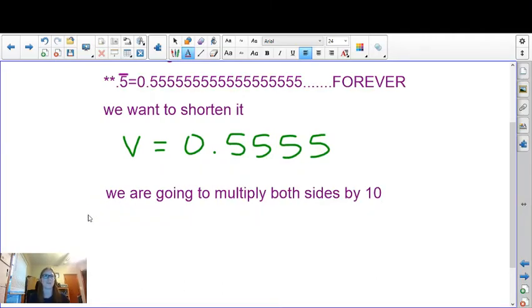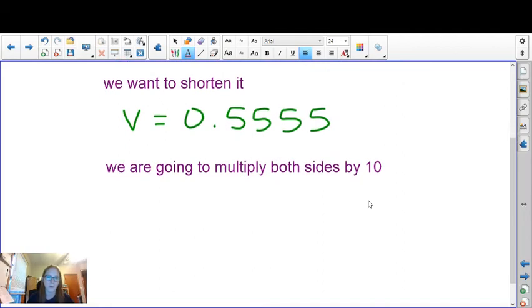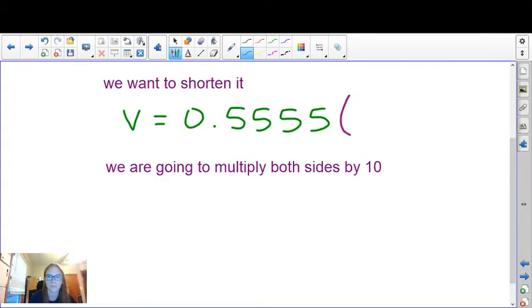We're going to multiply both sides by 10. The reason we're multiplying both sides by 10 is we only have one number that's repeated. And we're going to multiply by factors of 10 depending on the amount of numbers repeated. So if I had 2 numbers repeated, I'd multiply by 2 factors of 10, which is just 100. If I had 3, I'd multiply by 1,000. If I had 4, I'd multiply by 10,000, so on and so forth. So I'm going to multiply both sides by 10, because what I do to one side, I do to the other.